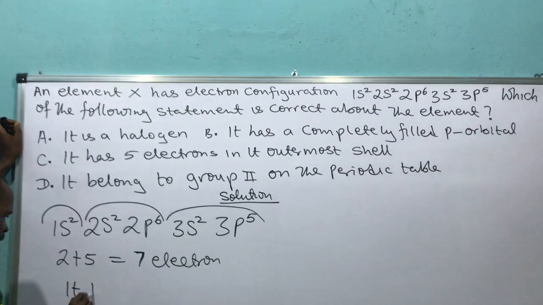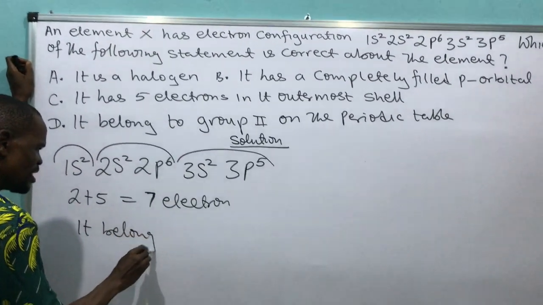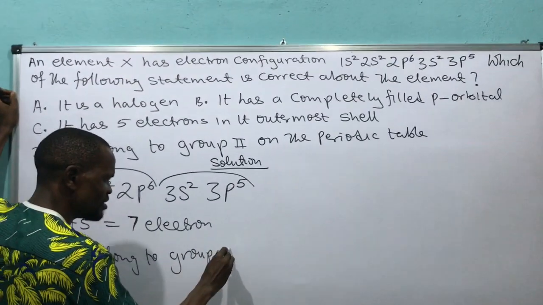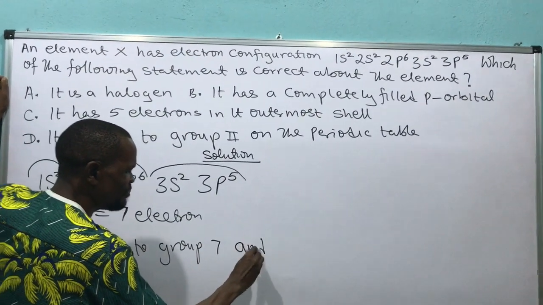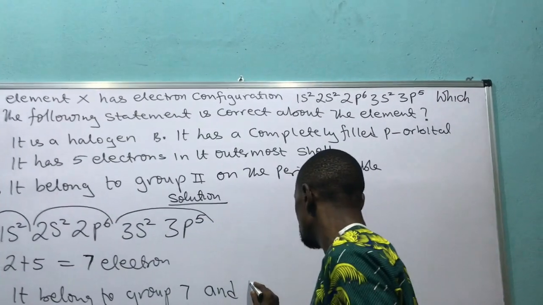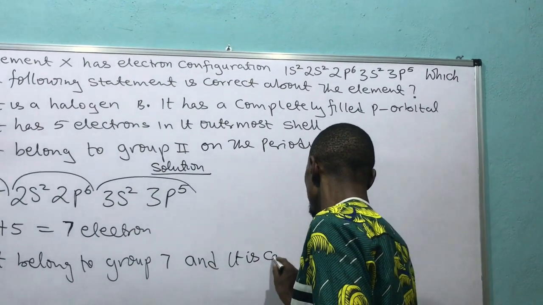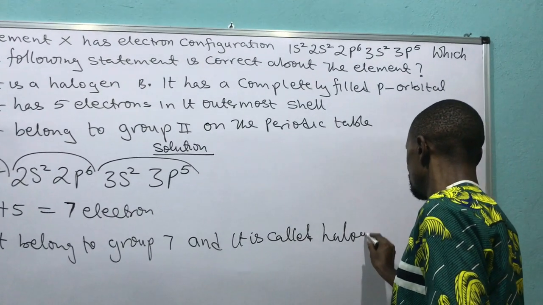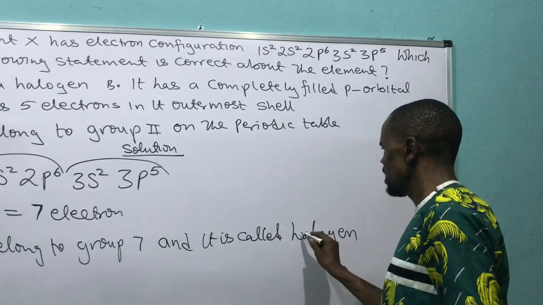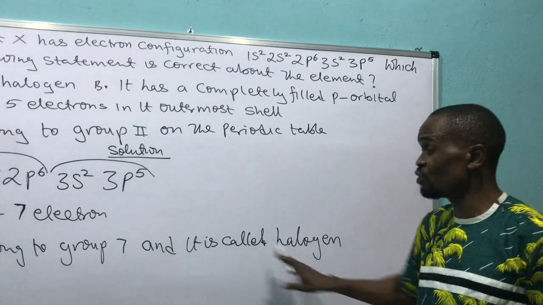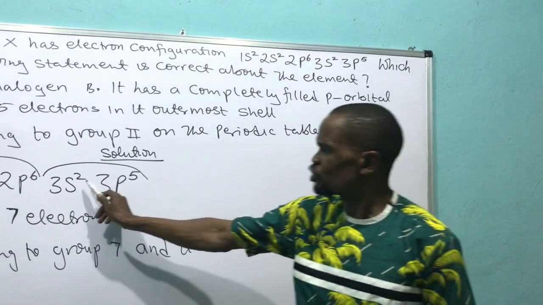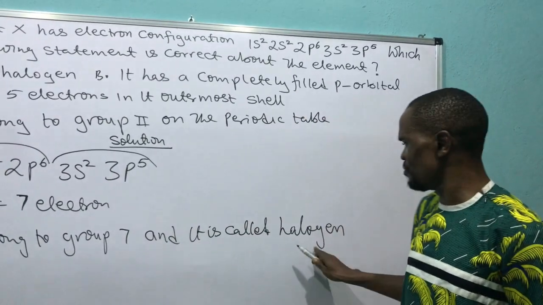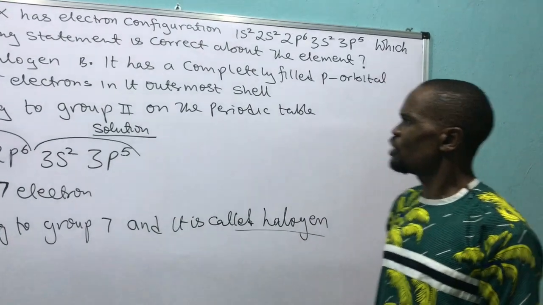It belongs to group 7, and group 7 is called halogen. Halogens are group 7. This tells me the group it belongs to. And group 7 is a halogen. And I go to the options.